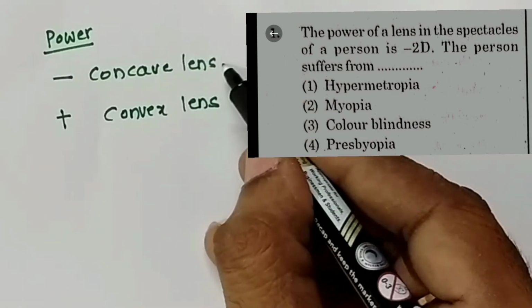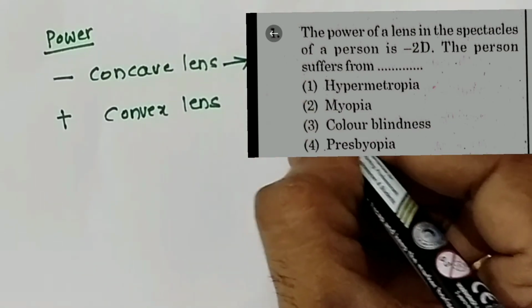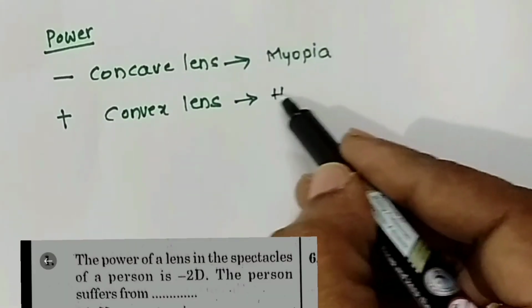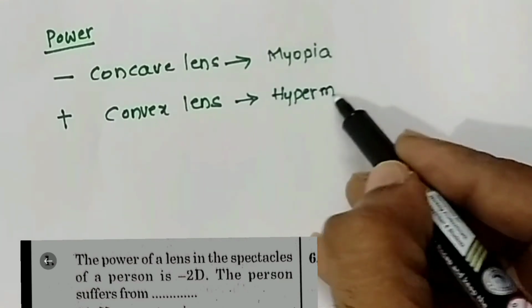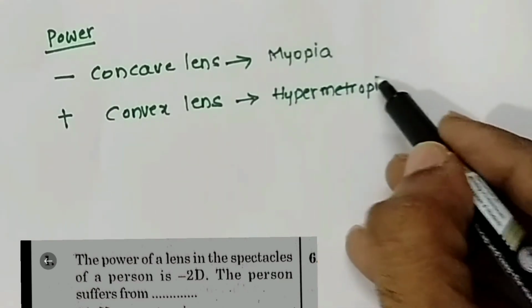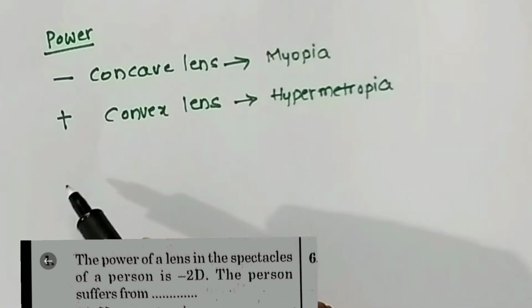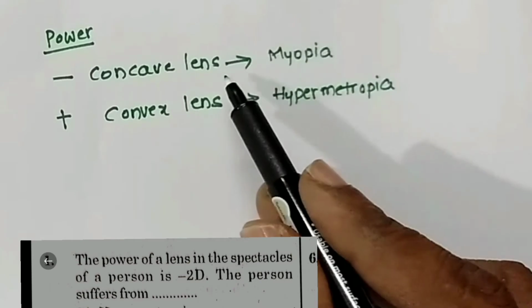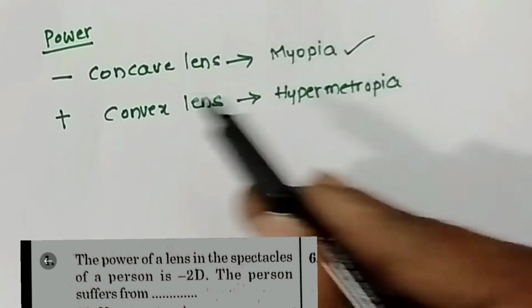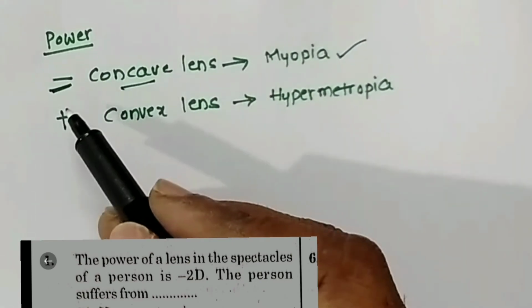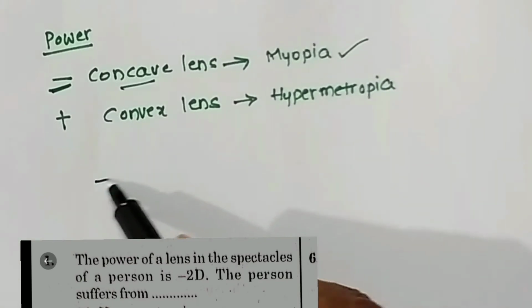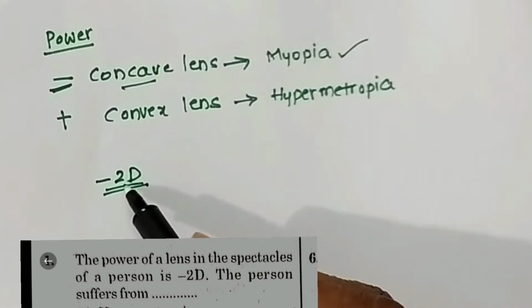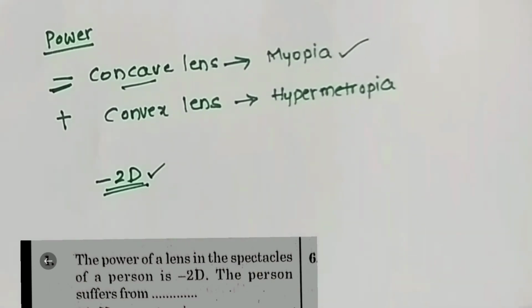So this concave lens is used to treat myopia, and this convex lens is used to treat hypermetropia. So the answer is myopia. Myopia is the correct answer. Why? Because a concave lens is used to treat myopia, and for a concave lens it is a minus sign. So the power of the lens in the given problem is minus 2D, that means minus 2 diopters. So the answer is myopia.